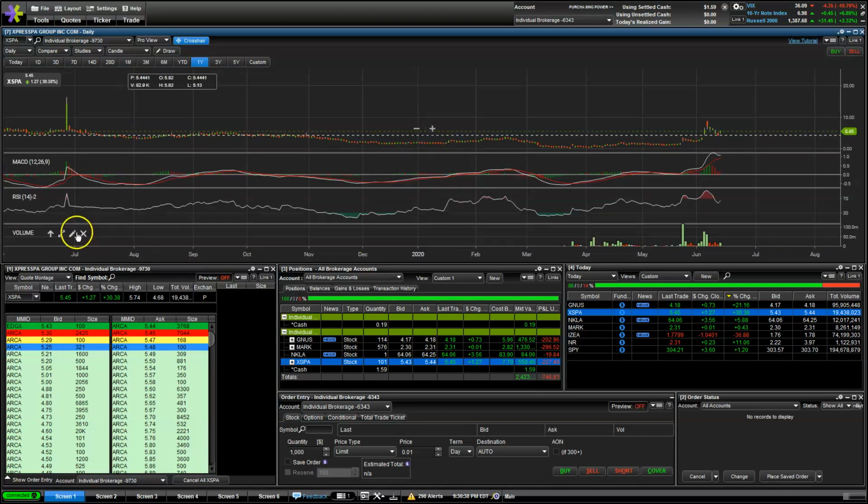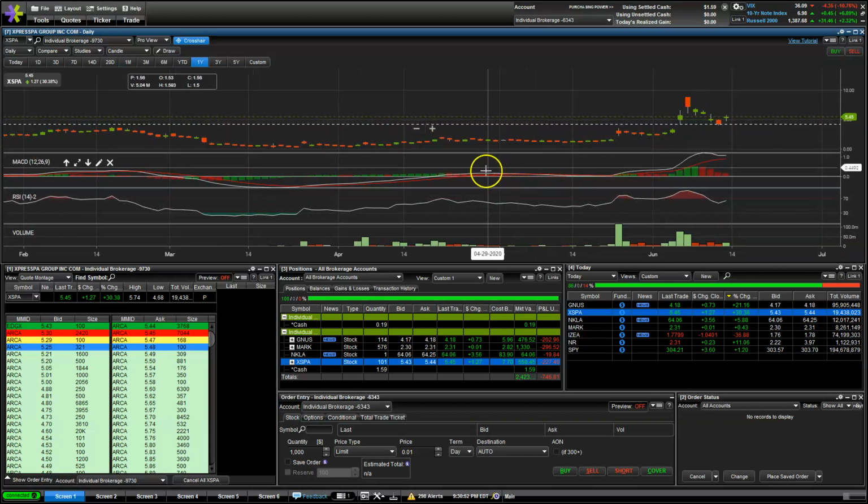I'll just exit that one out to clear some of the clutter. I have my volume all the way at the bottom just because it's easy to look at. And MACD shows actual momentum change as well. You have two lines: a fast MACD, which is my white line here, and a slow MACD, which is my red line. Whenever these lines cross, you have a possible momentum change.